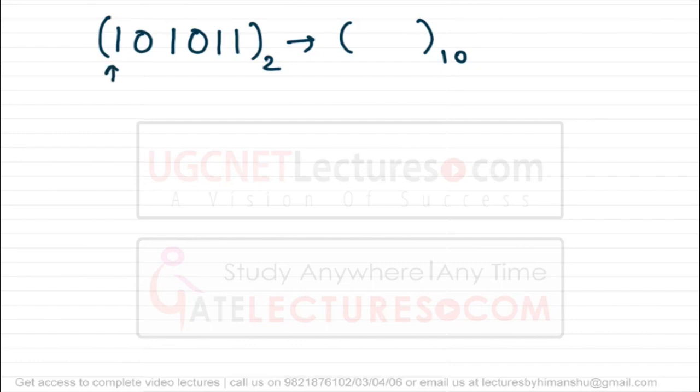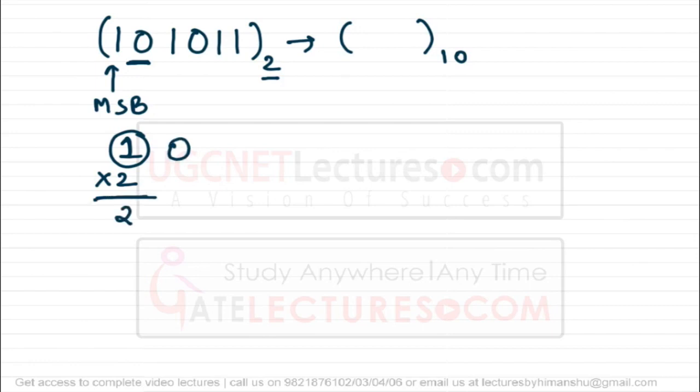You start with the MSB. This is the MSB. What is the face value of the MSB here? Face value is 1. So you've got 1 now. What is the next bit? You have to append 0. To append 0, I multiply this 1 with the base, I multiply it with 2. So the value becomes 2, and since you've appended 0, you add 0. So the value for these two bits is 2.